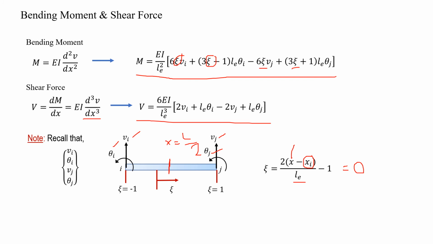By replacing L over 2 into this equation, we obtain zeta equal to 0. Also, if the question asks us to calculate the bending moment or the shear force when x equals, for example, 1, you just need to replace 1 into this equation to obtain the value of zeta. So remember, at the beginning of the element zeta equals -1, at the end of the element zeta equals 1, and whenever the question asks for the bending moment or shear force at the midspan, the middle of the element, zeta is equal to 0.